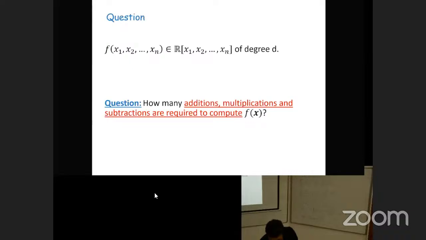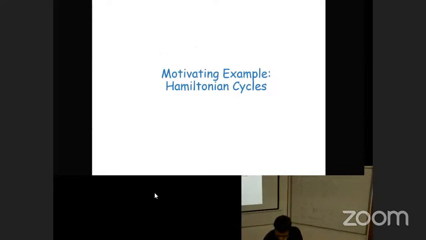So in algebraic complexity, this is a basic question that we are interested in answering. You are given a polynomial, and we want to know how many operations, how many additions, multiplications, subtractions, are required to compute this polynomial, or what's the smallest formula for this polynomial, essentially. It seems like a natural question. Let me give you some more motivation for it. Now, in some parts of this talk, I'll cheat a little bit, so my statements will not be technically precisely correct, but morally correct only.